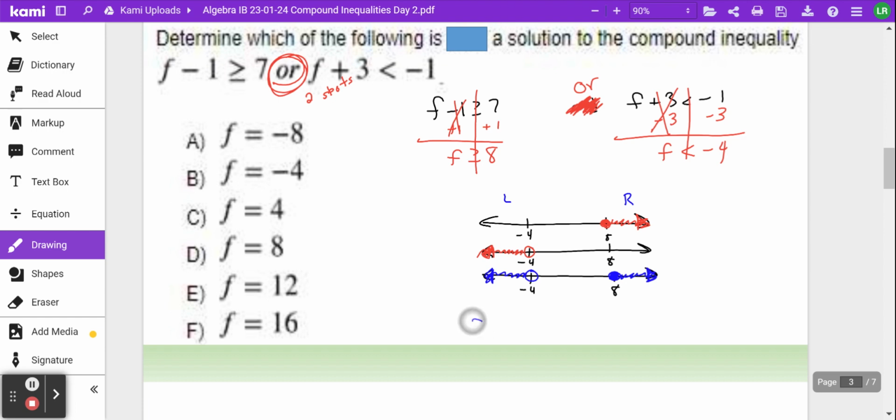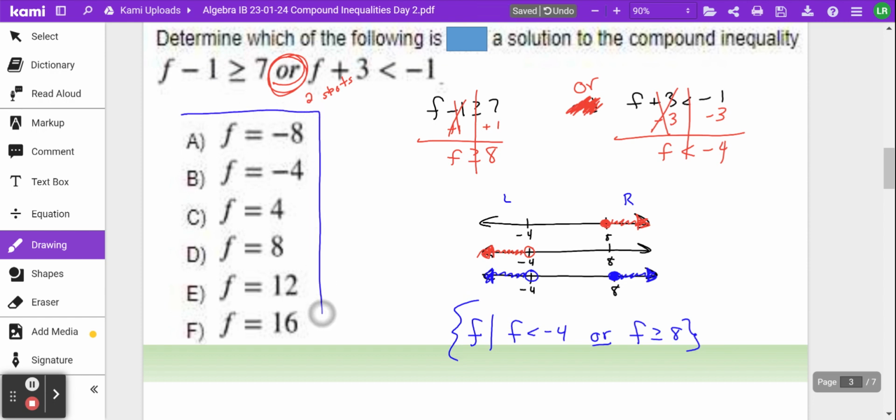Has 2 borders. So when I write my answer, I'm writing about them both. Make sure you write about the negative 4 first. So f is less than negative 4. The word or in between. F is greater than or equal to 8. Okay, so that's doing the problem.